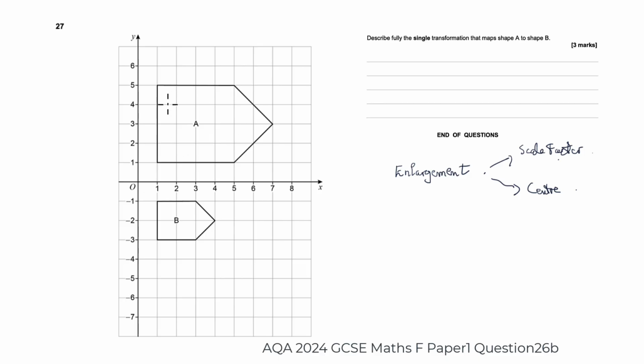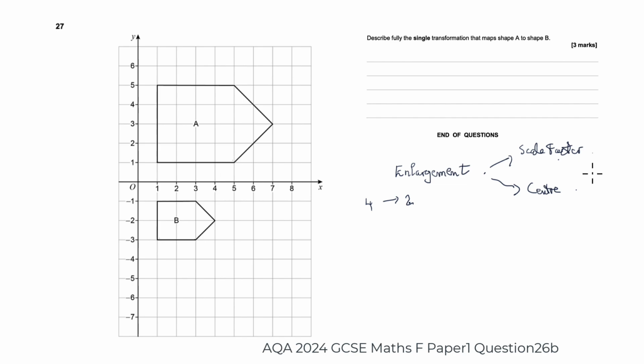So we're going from this large shape, A, to a smaller shape, B. Let's look at the lengths of the lines on the sides. This bottom edge of shape A is 4 units long, 4 squares. Let's look at the corresponding bottom edge of shape B. It's only 2 squares long. So we've gone from 4 to 2. That's a half. We've taken this side and halved it to get this side.